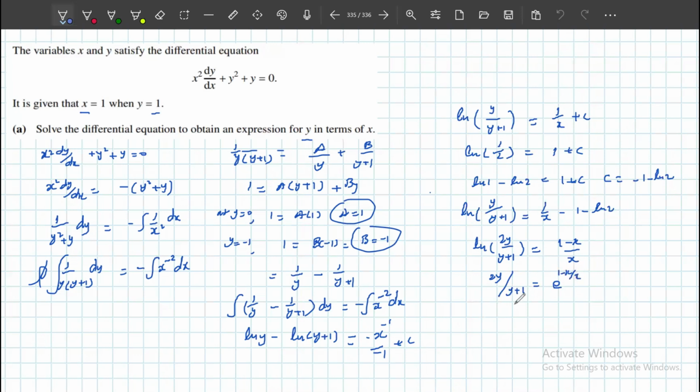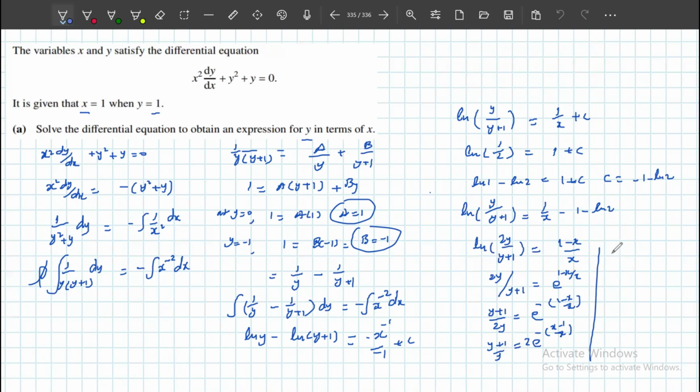And next step, we can change into reciprocal as well. y plus 1 over 2y is equal to, this we can change the sign, so minus bracket open (1 minus x) over x. And next step we can say that y plus 1 over y is equal to 2e power minus, we can say (x minus 1) over x.